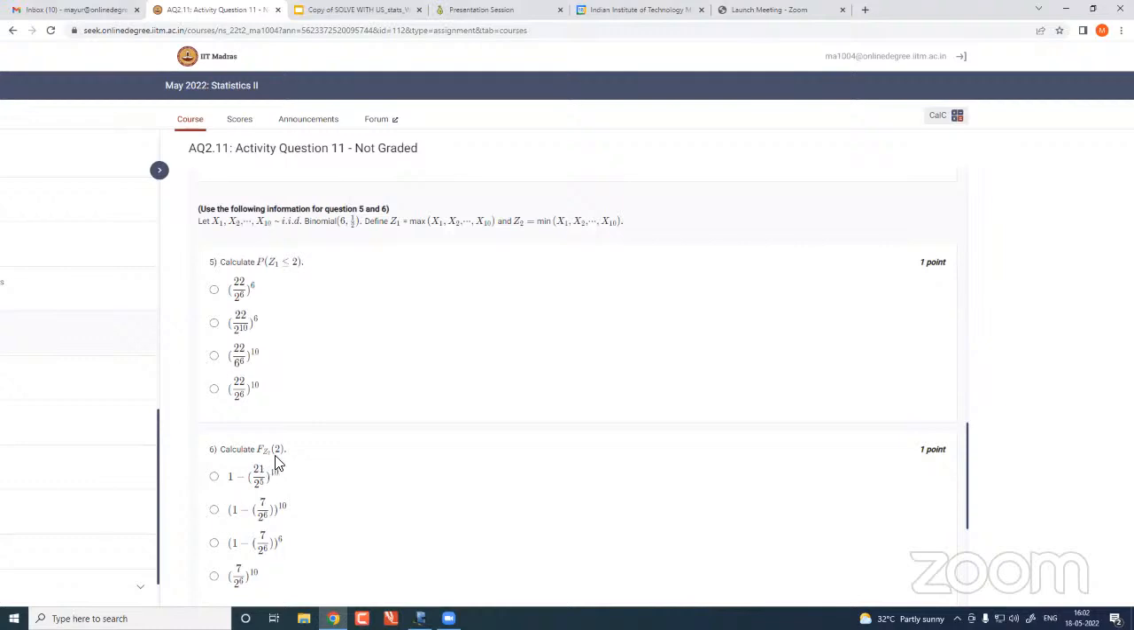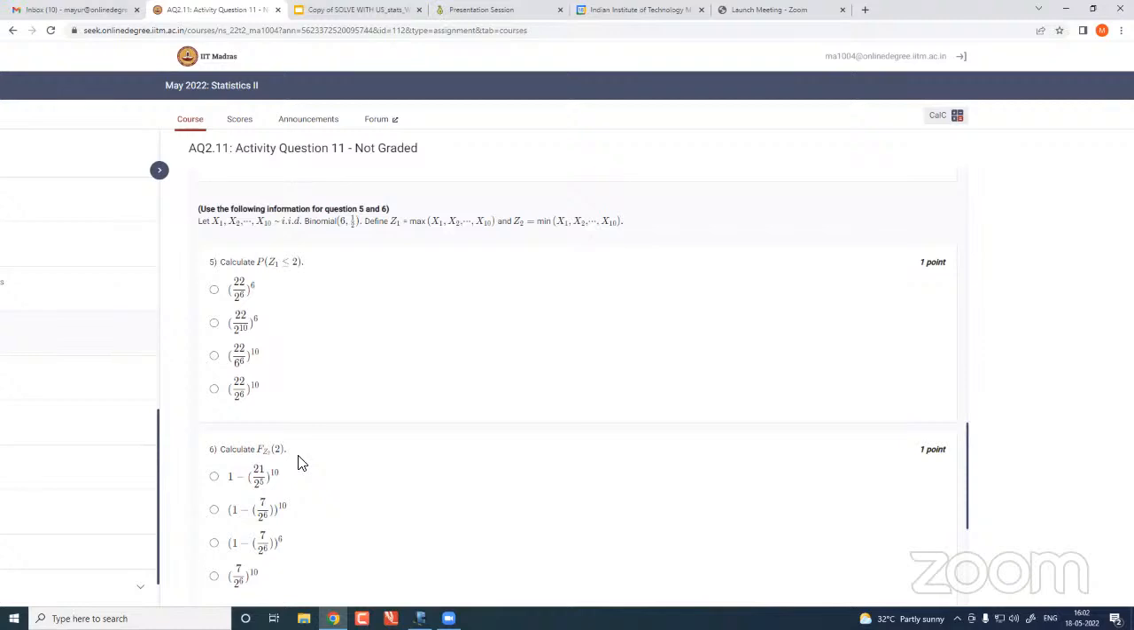So if it is 0 to 6, and what we have asked here, F_Z2 of 2, means what? What is the meaning of this? Should be less than or equal to 2. Yeah, this is the CDF, right? CDF of summation of 0, 1, and 2, sir. Correct. 0, 1, and 2. So what does that mean? That means it should be the minimum of x1, x2, xn, right?